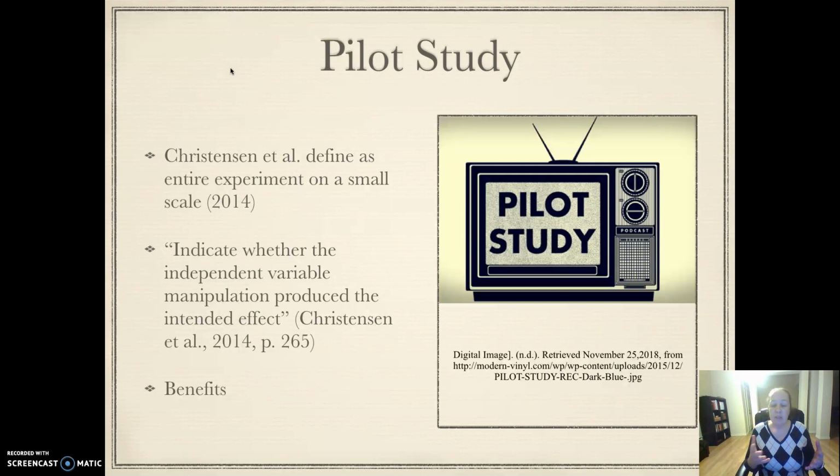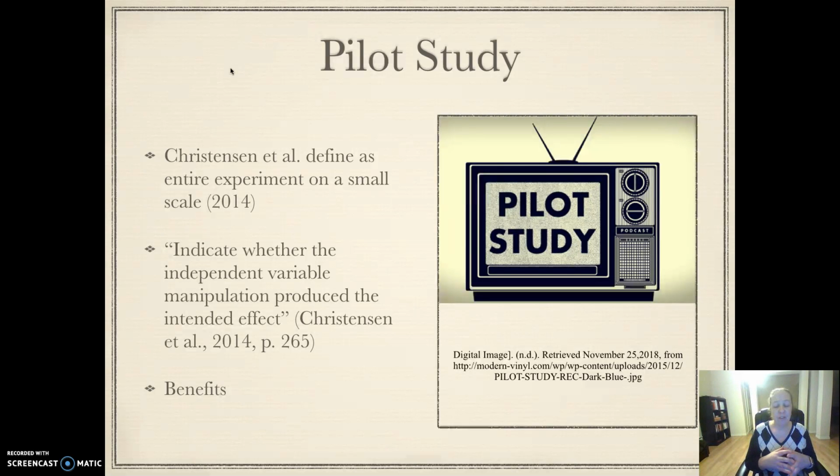Pilot studies. What's the purpose of a pilot study? It's the entire experiment on a small scale. It's important because it can indicate whether the manipulation of the independent variable produced the intended effect.